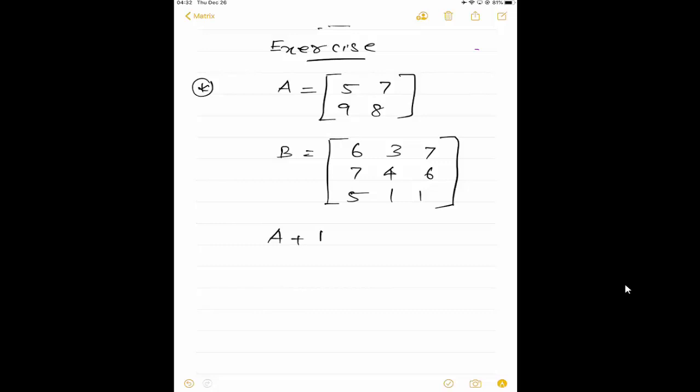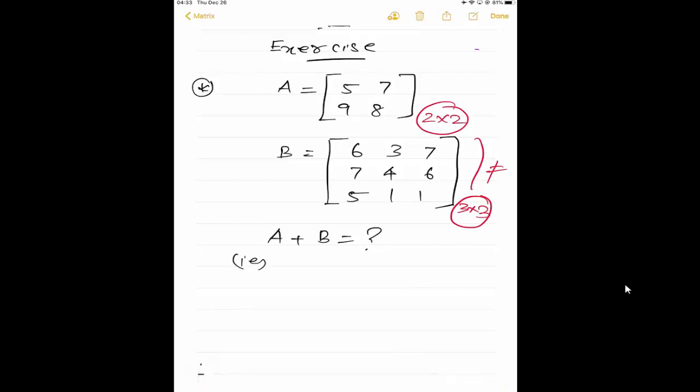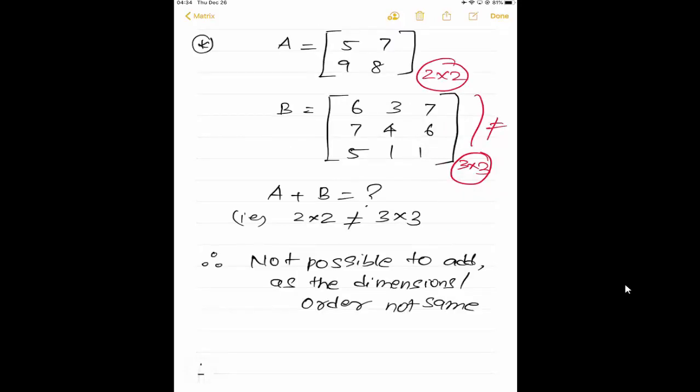A small exercise, we have to perform the matrix addition. What is the value of A plus B here? For the first one, we have to write down its dimension. What is the dimension for this matrix? It is 2 cross 2, and the second matrix is 3 cross 3. Both these dimensions are not equal. It means we can't add these two matrices. That is, 2 cross 2 is not equal to 3 cross 3. Therefore, not possible to add, as the dimension or order is not the same.